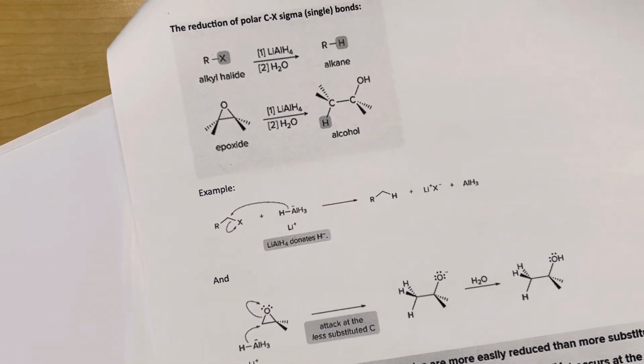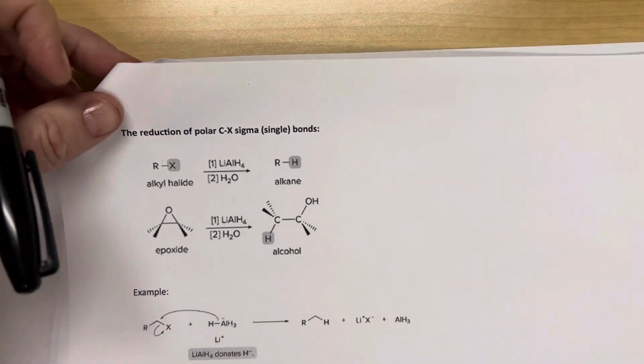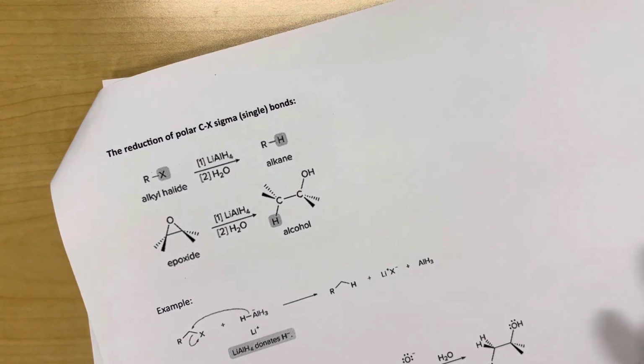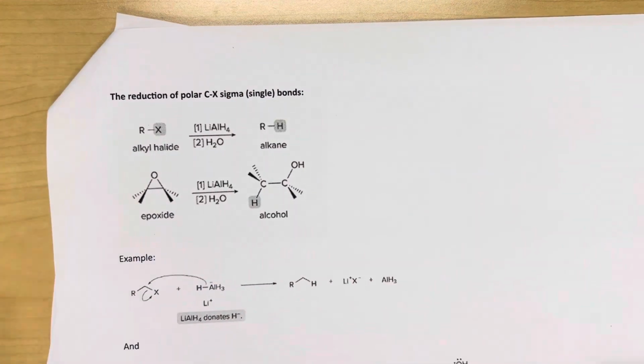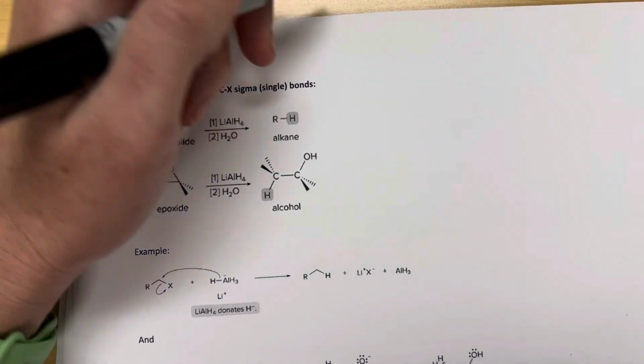All right, last but not least, we have the reduction of the sigma bonds. Okay, we said reduction, if you remember, could be adding carbon-hydrogen bonds, or another way that we talked about it is that you could also reduce C-X bonds. So let's go ahead and look at how that would occur.